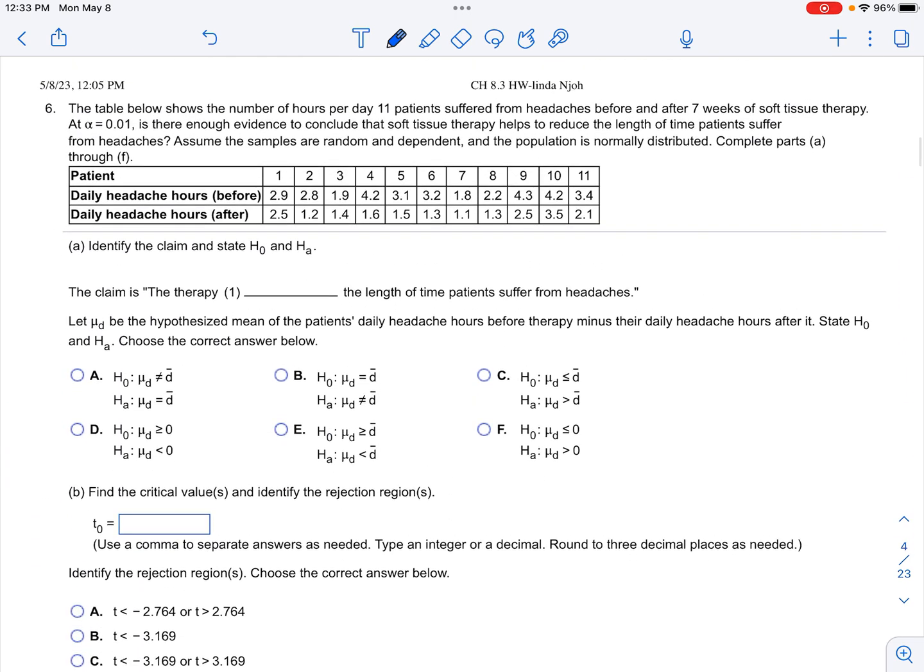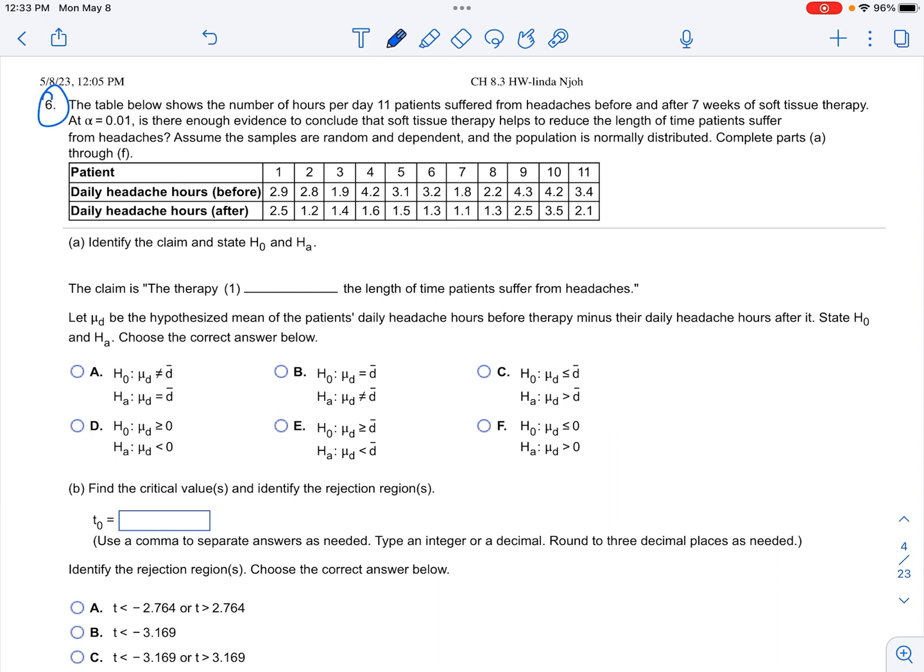All right, let's look at 6. Now here you have data, okay? So I need everybody to pay attention to this little number here. We have data here, so it's interesting. It says the table below shows the number of hours per day 11 patients suffered from headache before and after 7 weeks of soft tissue therapy. Remember, you have dependent data. So your samples are random, they're dependent, population is normally distributed.